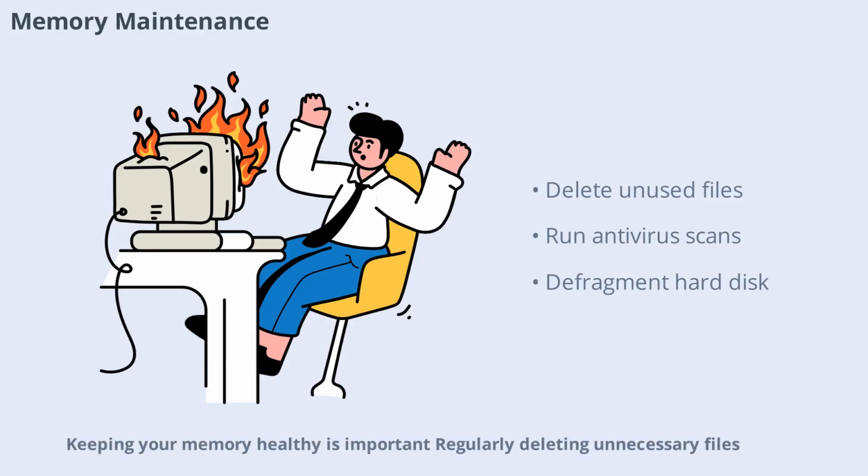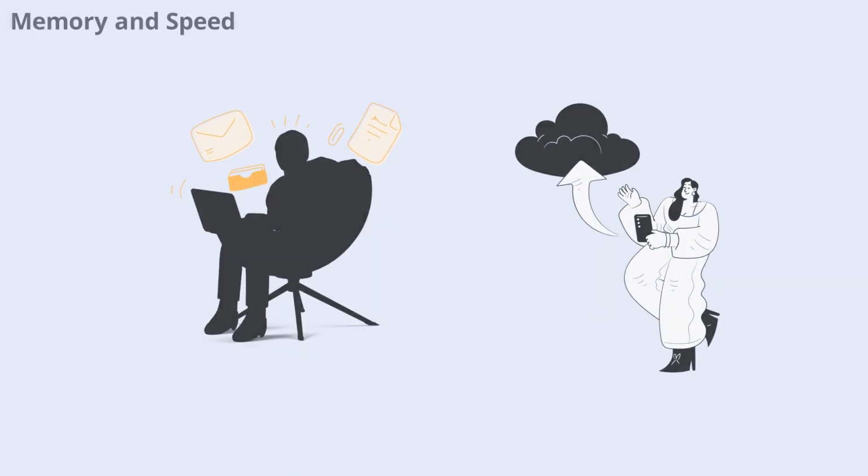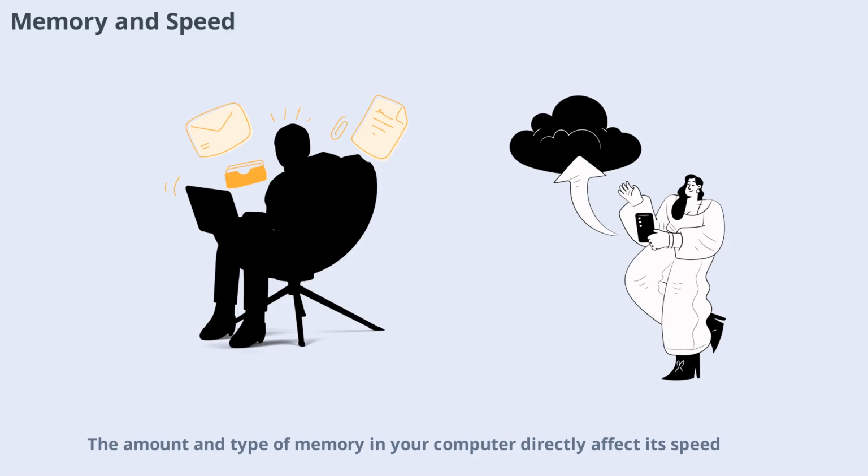Keeping your memory healthy is important. Regularly deleting unnecessary files, running antivirus scans, and defragmenting your hard disk can help maintain your computer's performance and extend its lifespan. The amount and type of memory in your computer directly affect its speed.